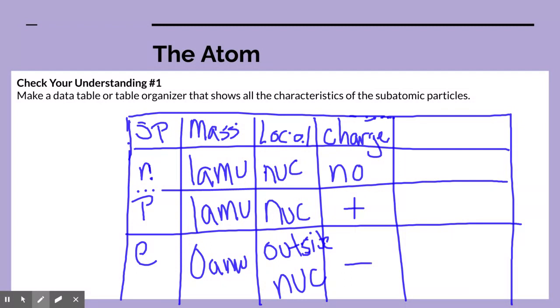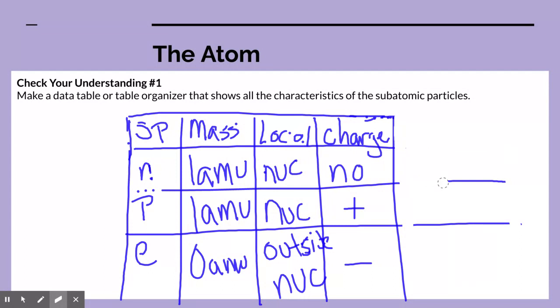So yeah, this is what I'm looking for here. The mass of our neutrons is 1 AMU. The mass of our protons is 1 AMU. Nothing for the electrons. Both the neutrons and protons are found in the nucleus. The electron is found outside the nucleus. Neutrons have no charge. Protons have a positive charge. Electrons have a negative charge. And that's what I'm looking for here.